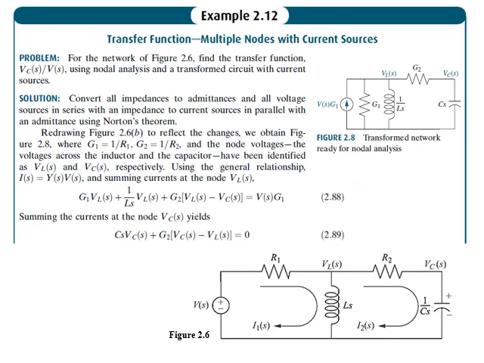Dear students, now look at the next example. In this example, the same circuit is used, but the voltage source is transformed into a current source using source transformation. Now, if you look at figure 2.8, which is a transformed network ready for nodal analysis. In this, V of s multiplied by G of s is the current source. VL of s is a node where current is getting divided. And Vc of s is our second node.